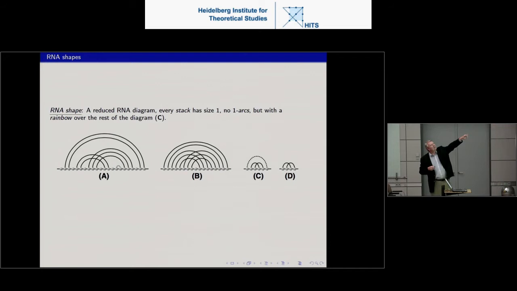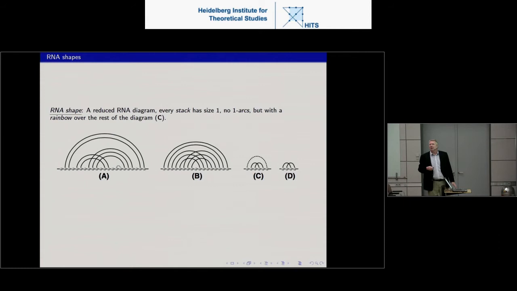Stack size is this. So this is stack size 2, this is stack size 3. And there are no one arcs. This is a one arc. And there is a rainbow. You can forget about that, that's just a technical detail. This is a rainbow. But these two are shapes, and these are not. It turns out there is a way to go from any diagram to its shape, and a way to expand from shapes to all other diagrams. So that's what's going on in this slide.